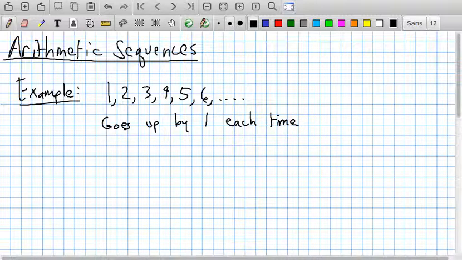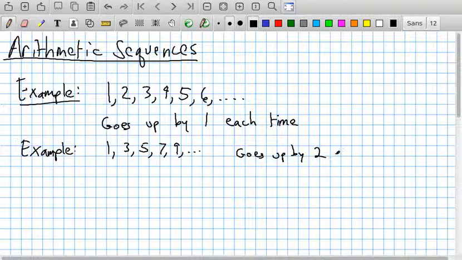So, well, let's see, what's another kind of example where it goes up by a fixed amount each time? Here's another example. 1, 3, 5, 7, 9, etc. The odd numbers. This goes up by 2 each time. And, well, heck, the even numbers also do that. 2, 4, 6, 8, 10, etc.